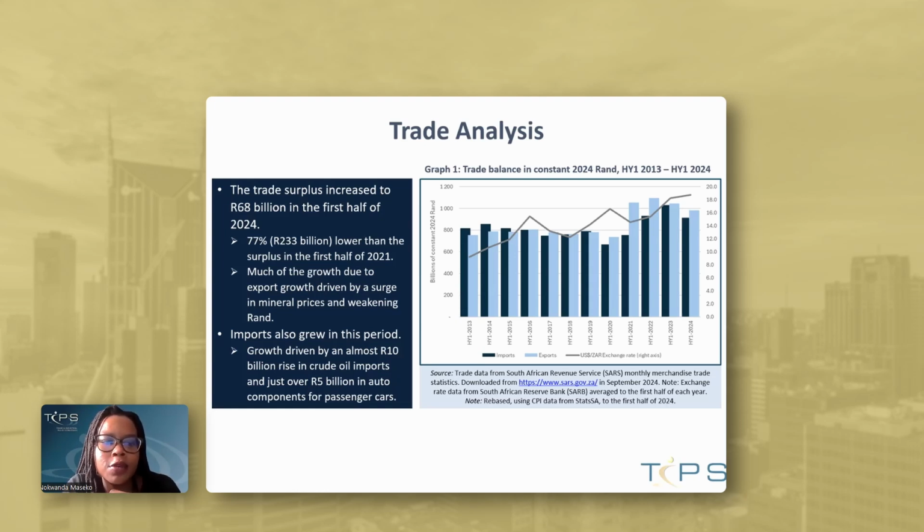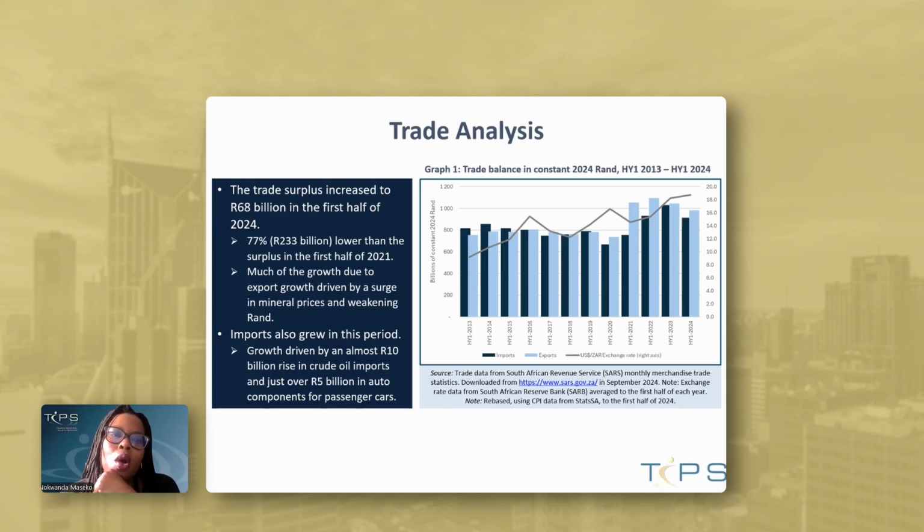And then in terms of imports, these also grew over this period, but the growth was mainly driven by an almost 10 billion rand increase in crude oil imports, as well as a 5 billion rand increase in auto components for passenger cars specifically. And as has been mentioned, the issue around crude oil is linked to refinery capacity. You would be aware that around 2021, there were a spate of fires. I think one of them affected NAPREF. I can't remember where the other one was, but that resulted in a loss of refinery capacity.